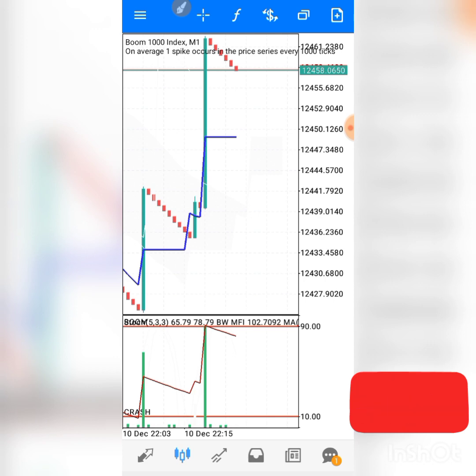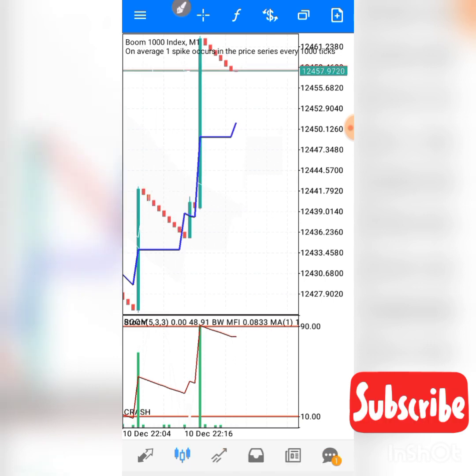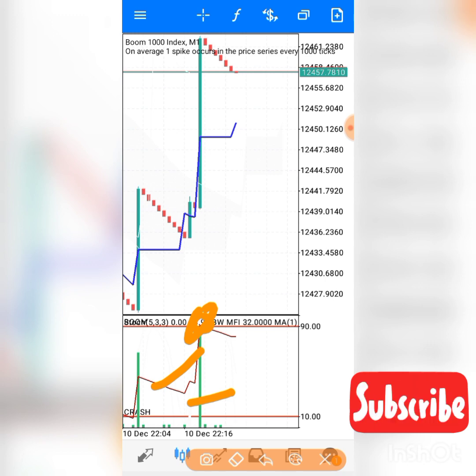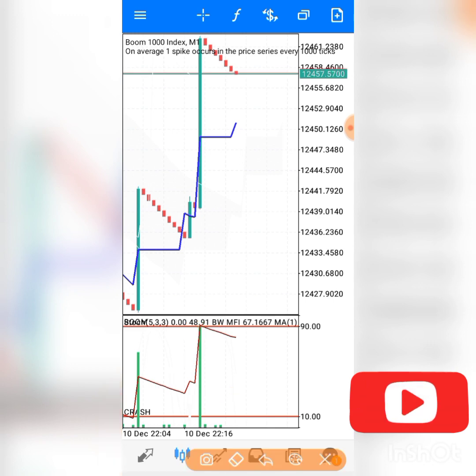So when do we sell? For boom, we are selling because we want to catch these small candlesticks. We will sell for boom when we see that this market facilitation index line has touched the 90, and then the moving average touches at the same point. So we are waiting for the moving average and the market facilitation index to touch the 90 at a given point. Then you sell.